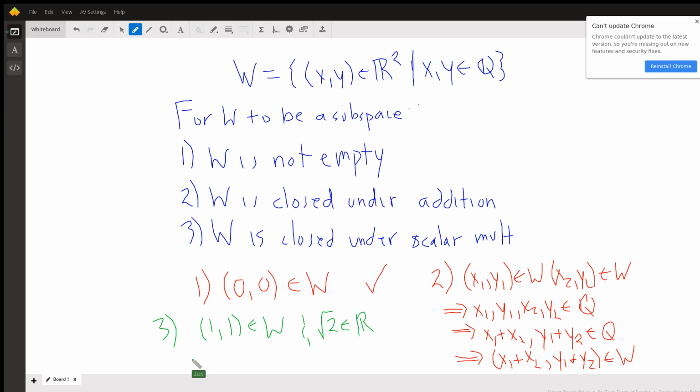And if we take the square root of 2, and we multiply it by (1, 1), that gives us (square root of 2, square root of 2). But this is not in W because the square root of 2 is irrational. And so W is not closed under scalar multiplication. And that's it.